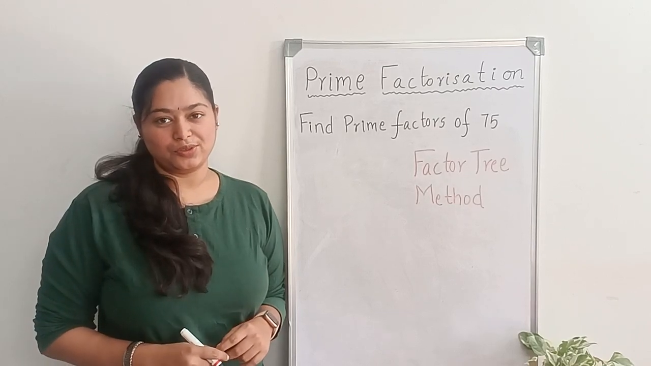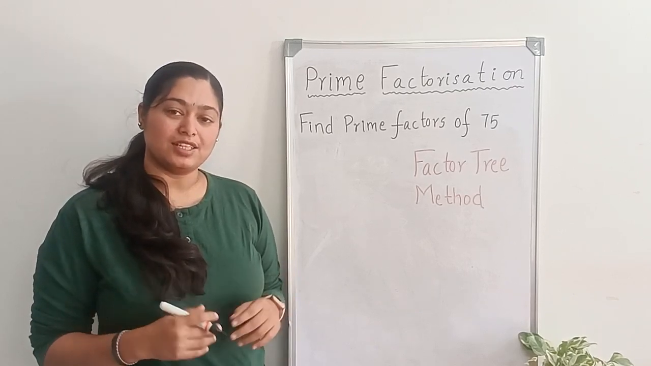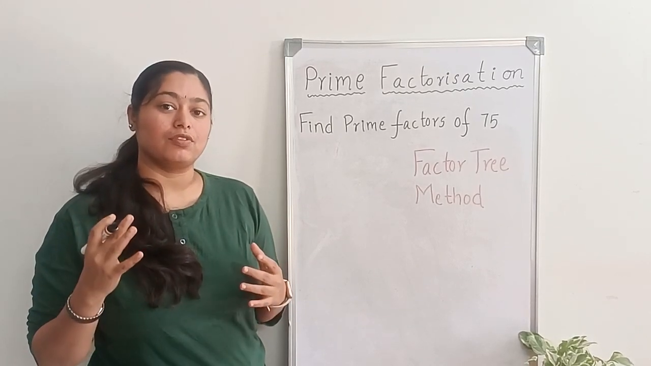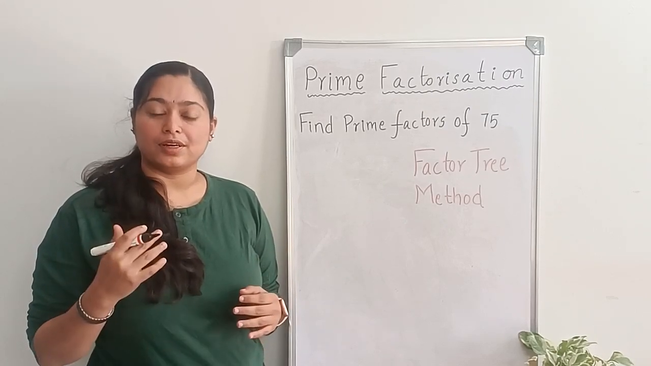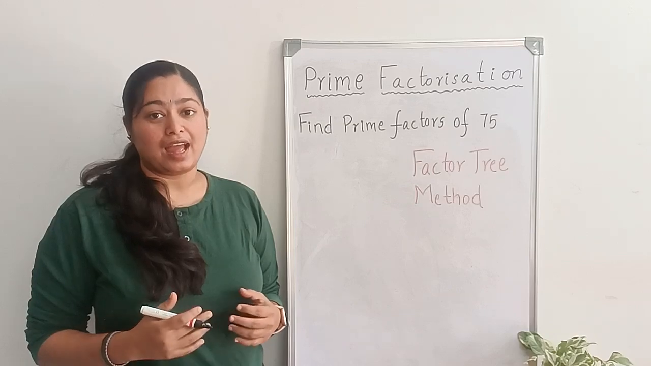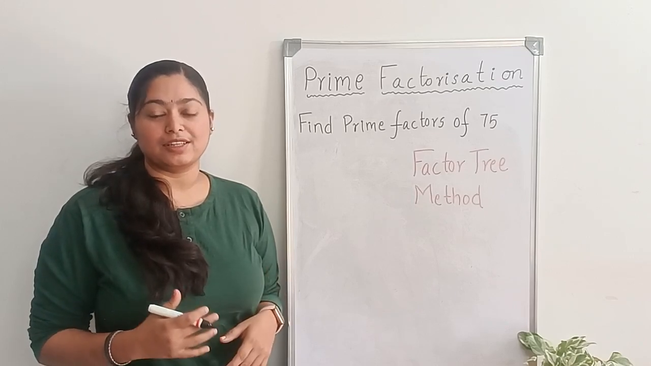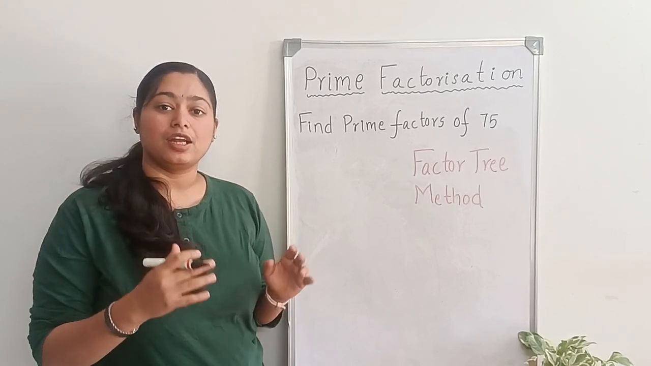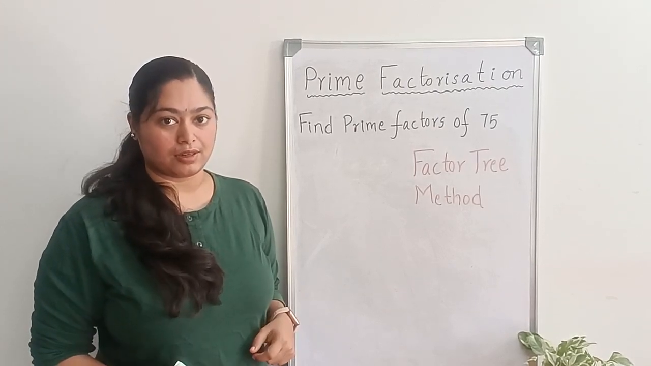Let's look into a new video, and today we are going to look into a new topic, that is prime factorization. This prime factorization is used if you want to find the prime factors of a particular number. You can refer to my previous videos to know more about what are factors, what are multiples, what are prime numbers, and what are prime factors. And you can also refer to the divisibility rules to know how to find whether a number is a factor of another number or not. Now we are going to use all that information in order to do prime factorization of a particular number. Let's see what this prime factorization is.